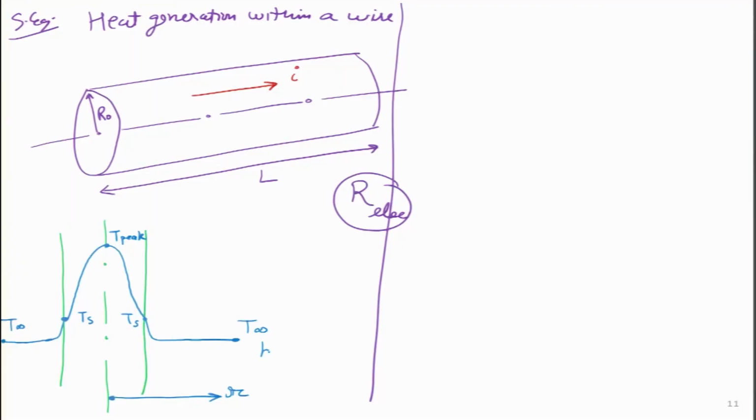That is what we have shown over here. The convective heat transfer coefficient I am assuming as H. So, now we are able to understand that yes, some heat generation is taking place inside. Temperature will definitely rise, it will be the maximum at the middle point. So, that is shown as T peak.